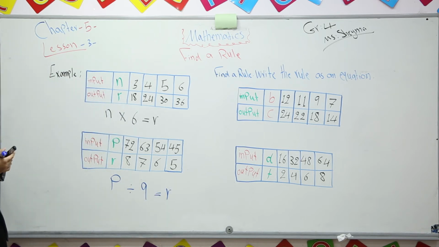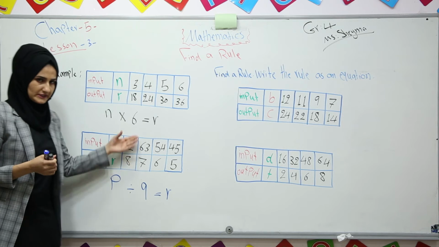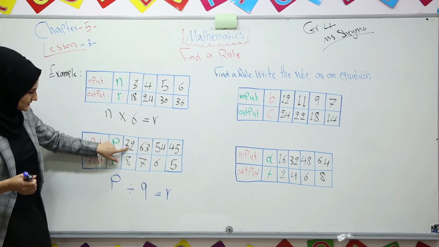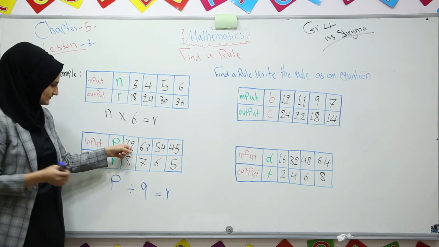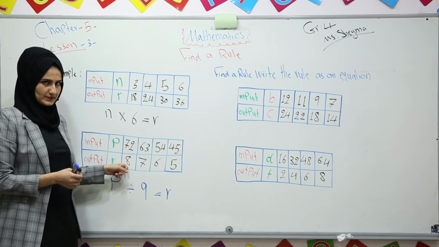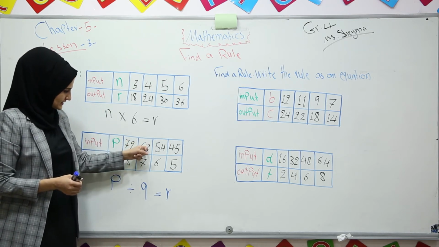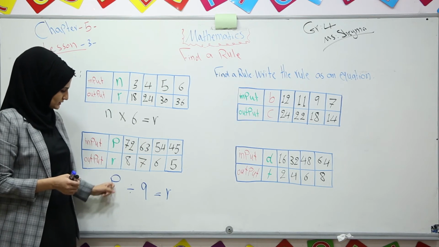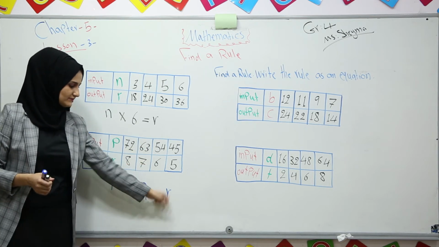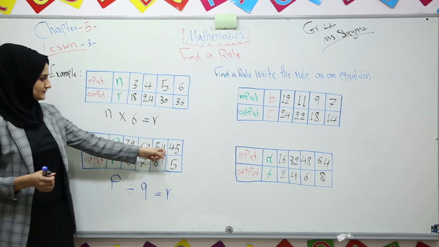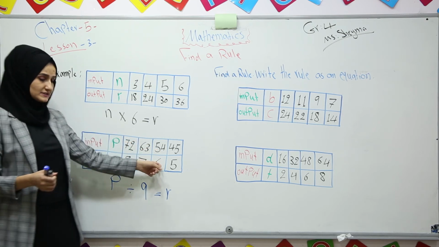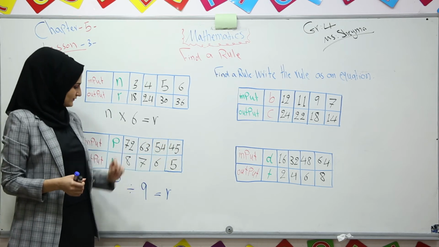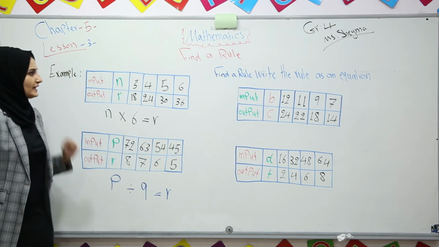So let's test this rule on each pair. How? Our input 72 divided by 9 is equal to 8. That's right. Input 63 divided by 9 is equal to 7. That's right. 54 divided by 9 is equal to 6. Again, our output is 6. That's right. 45 divided by 9 is equal to 5.